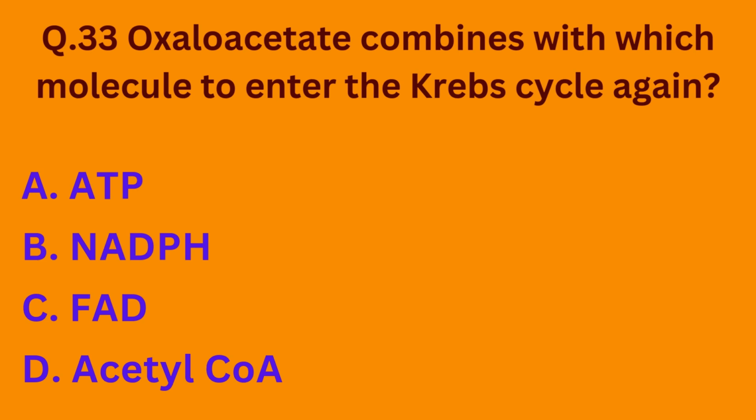Oxaloacetate combines with which molecule to enter the Krebs cycle again? Option A ATP, option B NADPH, option C FAD, and option D acetyl-CoA. So oxaloacetate combines with acetyl-CoA to enter the Krebs cycle. So the correct option is option D.